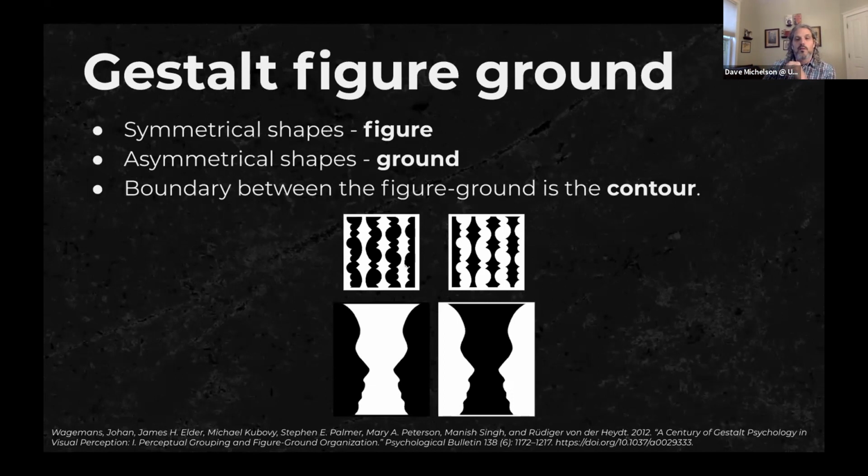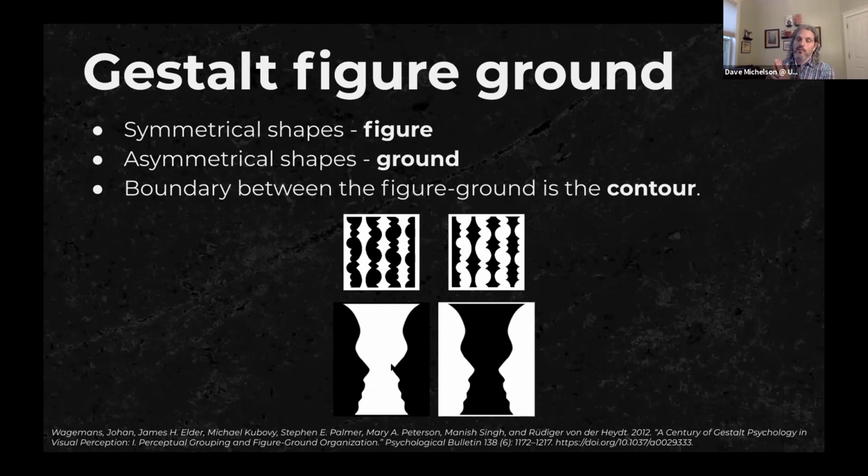So when we look at these graphics here, what we notice is these symmetrical shapes tend to be the figure, they're popping out in front, and the asymmetrical shapes tend to be in the back, in the ground. So in these two figures on the top, the white on the left side has very symmetrical edges or contours, and that ends up being the figure, and the black is the ground. And then the opposite on the right side happens, where the black has more symmetrical edges. It tends to be the figure.